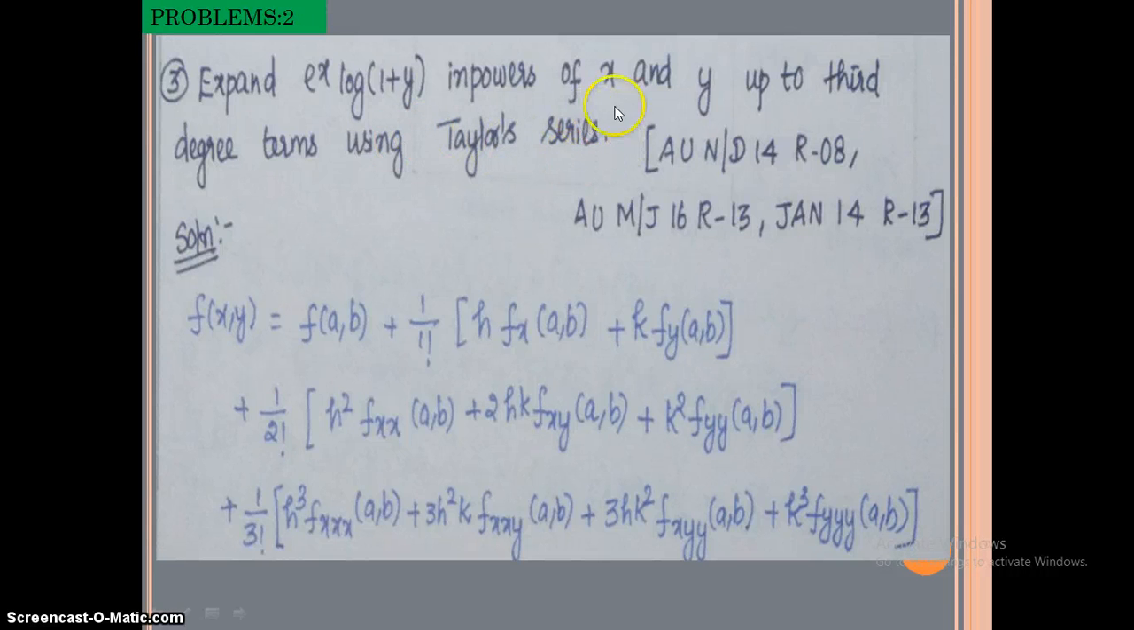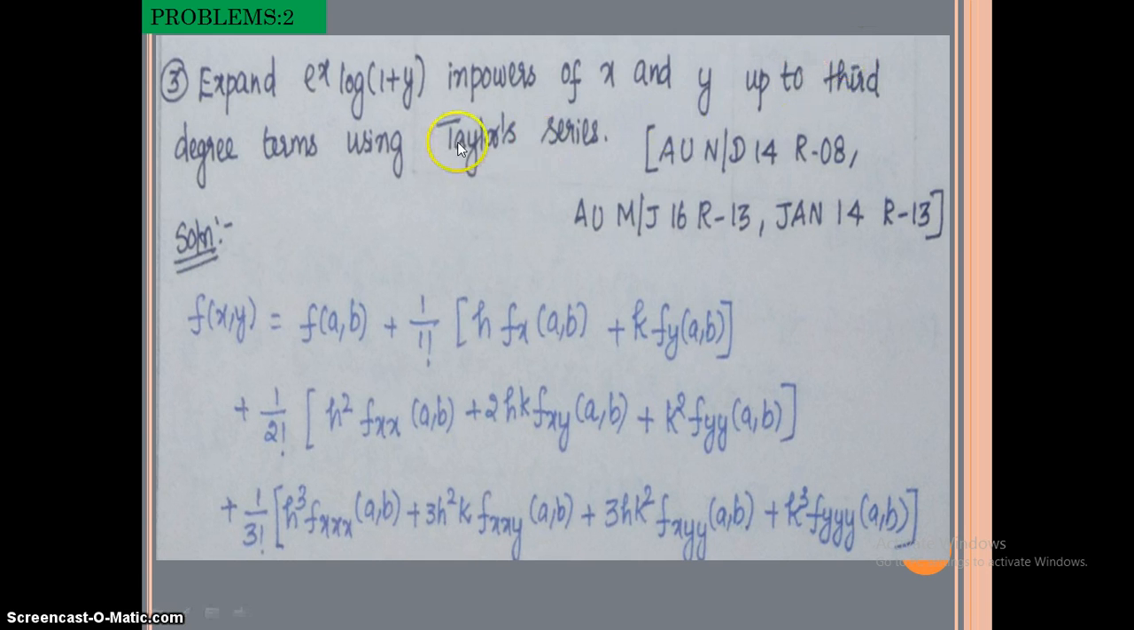So here the points are not given. This is a very important one. In powers of x and y means we can take the origin as the point, that means 0, 0. So a is 0, b is 0. Suppose points are given, then we can take a equal to the given point, b equal to the given point. In powers of x and y means it is passing through the origin point. So we can take x equal to 0, y equal to 0.